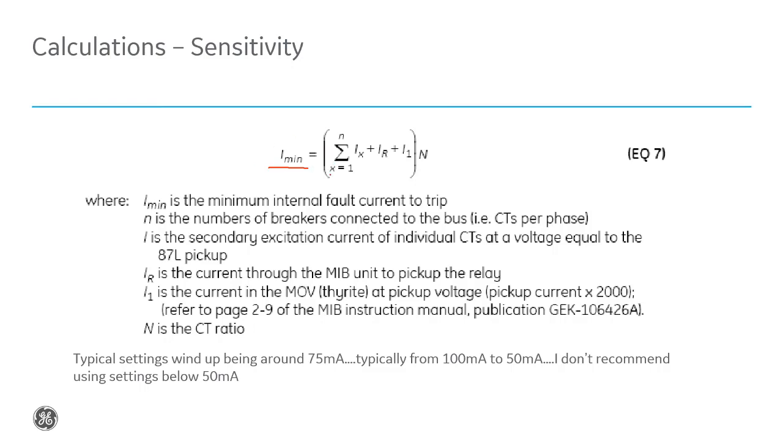I have to do this for each of the breakers on the bus, and that's what this 1 to N here is. I'm in as minimum internal fault current. This N here is the CT ratio. The N here is the number of breakers connected to the bus. The I1 is the current in the MOV. So in addition to that 2,000 ohm resistor, there's also an MOV, a thyrite MOV.